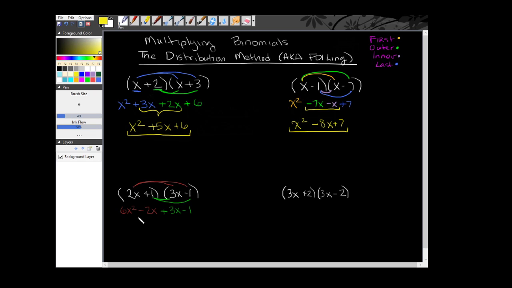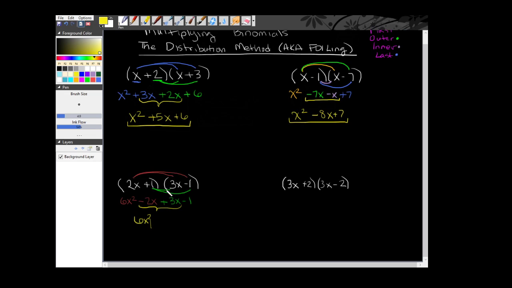Now we go through, we do our collection of like terms right here in the middle. So I have 6x squared. Oh, I don't know why that happened. But a 6x squared. And then negative 2x plus 3x is a positive 1x. And then my minus 1 falls down, giving me my final solution.